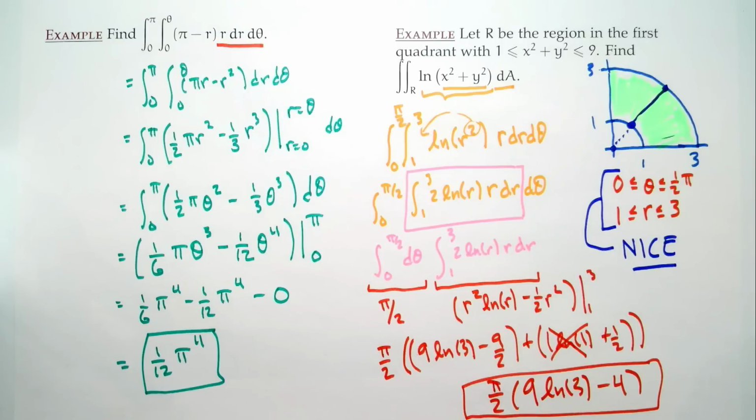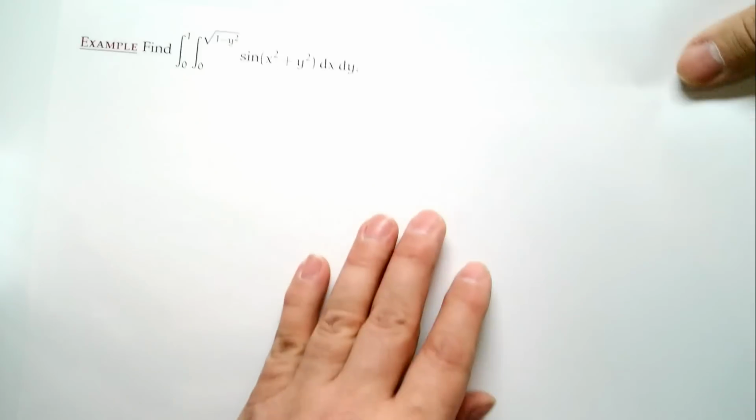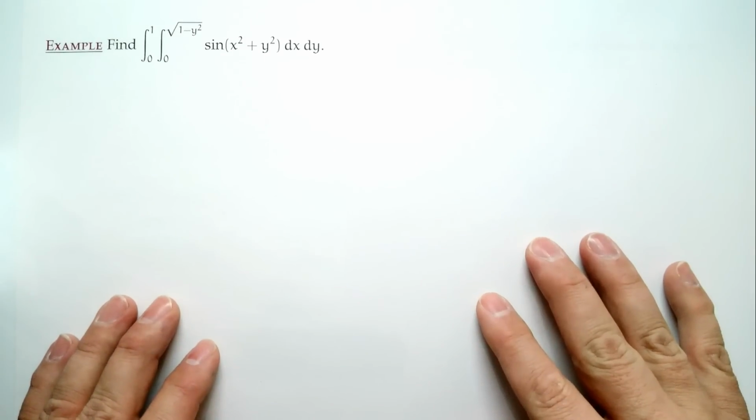But, all right. Let's try another one. I thought we were doing polar today. Find integral 0 to 1, integral 0 to square root of 1 minus y squared, sine of x squared plus y squared, dx dy. Well, what do we do? Any ideas? Yeah, let's draw a region.